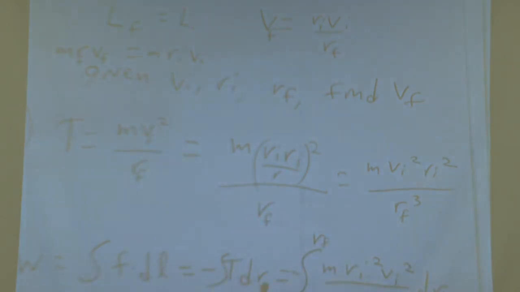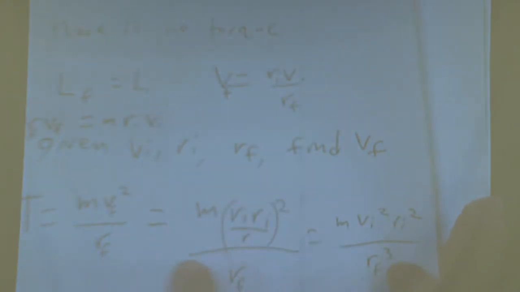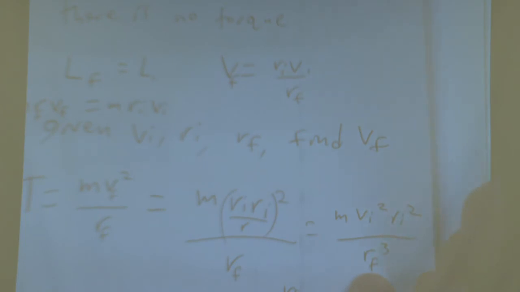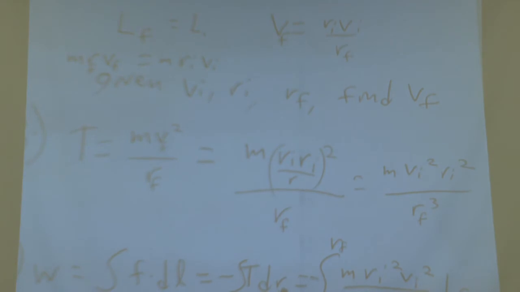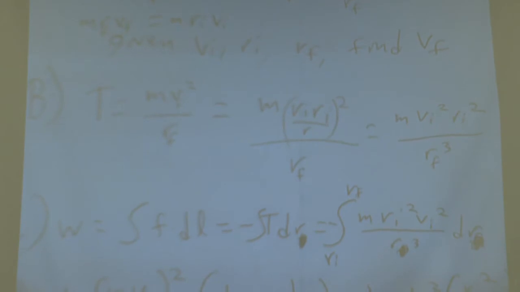I know this is hard to see. I wish there was something I could do about that. I'll try to write bigger from now on. So Vf, we plugged in the Vf from part 1 into this equation, and we got this simplified to this. All right? So remember, Vi, Ri, and Rf are in theory all known constants at this point. Okay, so we've solved for tension algebraically.